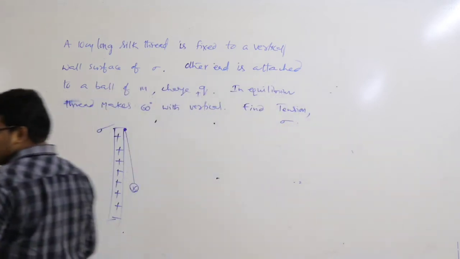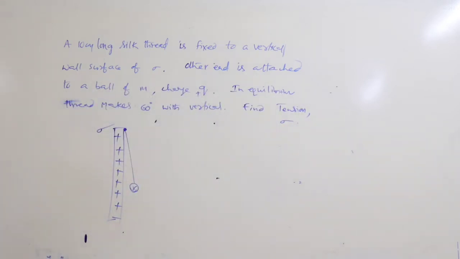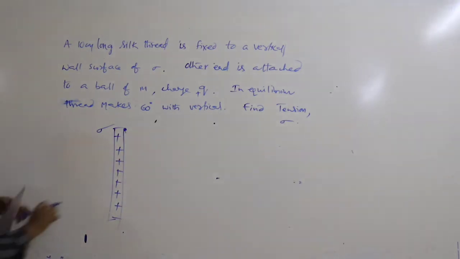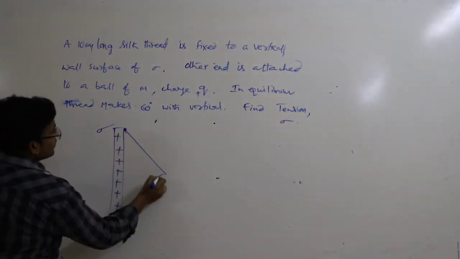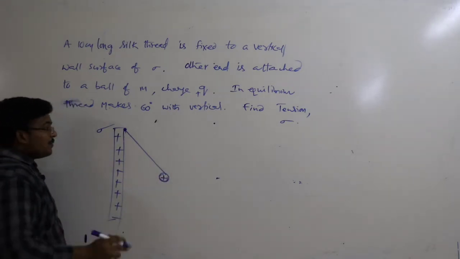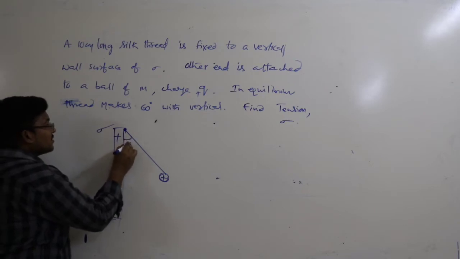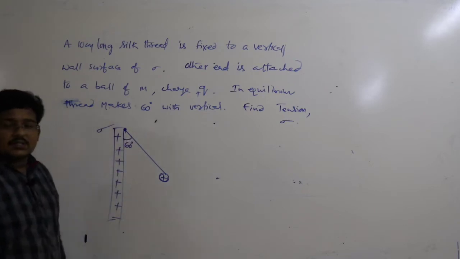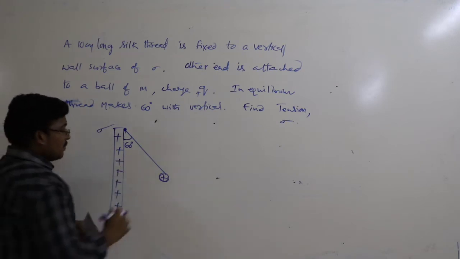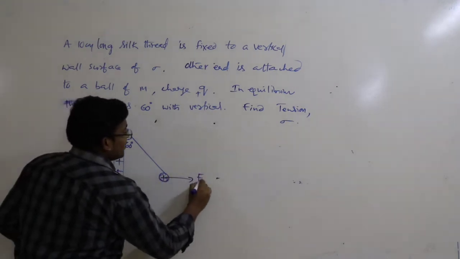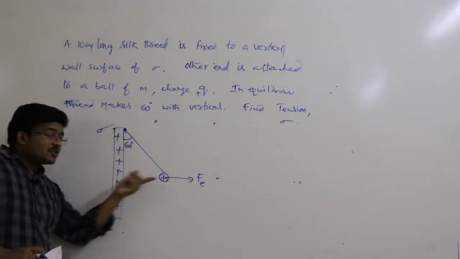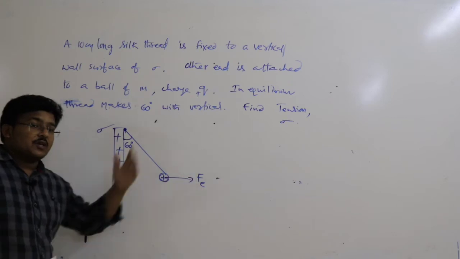So it can go away, so that at equilibrium the string is making 60 degrees. Why did the ball go away? Because of the electric force acting. The positive sheet repels the ball with force Fe.